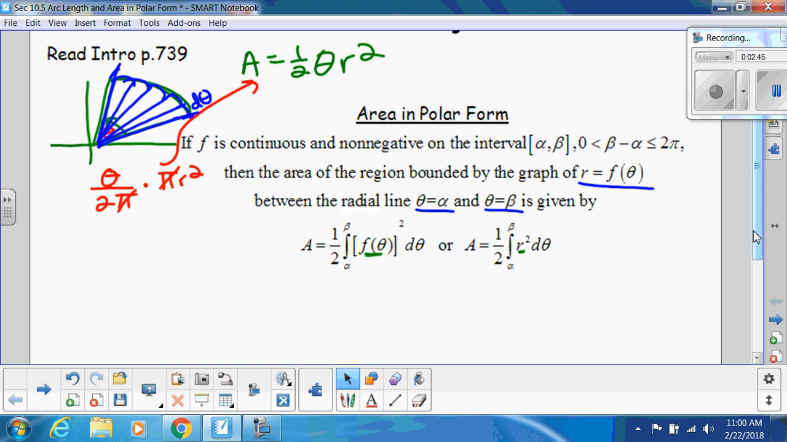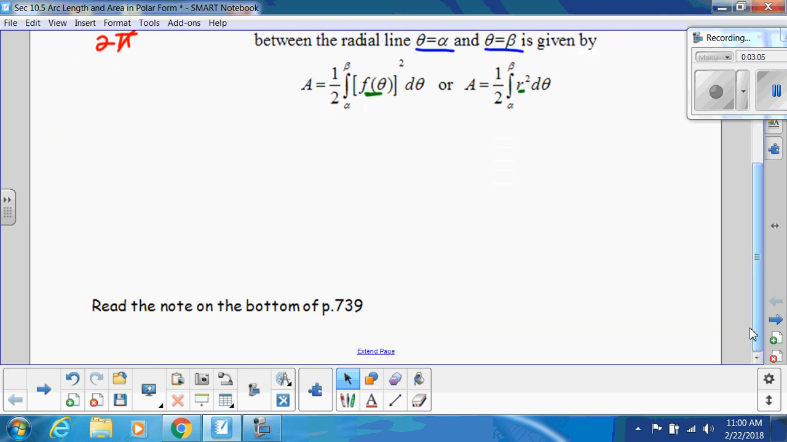All right, at the bottom of page 739, look at that. It says the formula only works as long as f is always positive or always negative. It may or may not work if it's both positive and negative. So for this reason, we really have to be careful when we're doing polar form to look at the graph. I'm going to keep emphasizing that throughout polar.